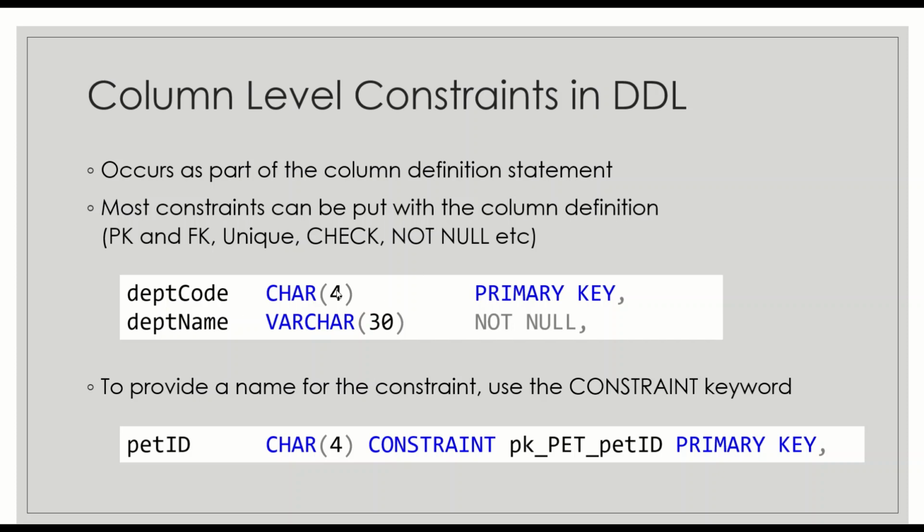All of those fields, if they only apply to one field, we can include the constraints as part of the field definition. So we're defining department code as the primary key. We're defining not null for department name. That means that you can't leave that field empty.